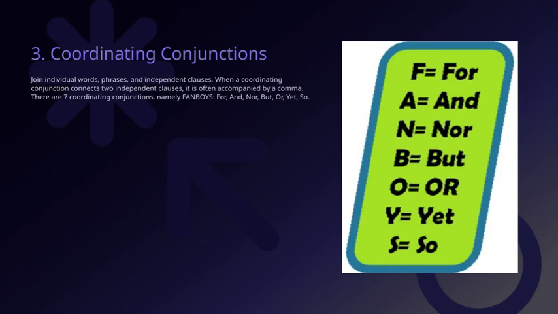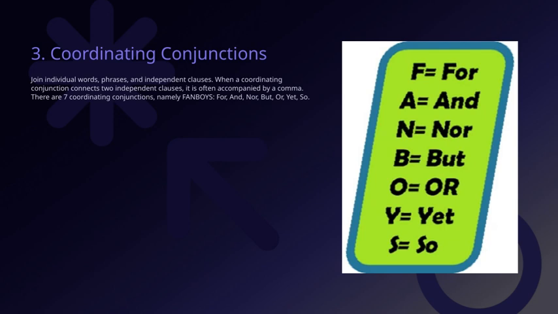Let's talk about how we join words, phrases, and independent clauses in our sentences. When we connect 2 independent clauses with a coordinating conjunction, it's common to include a comma before the conjunction. This helps clarify the sentence structure and improves readability. Now, there are 7 coordinating conjunctions, which we often remember using the acronym FANBOYS. These are for, and, nor, but, or, yet, and so. Each of these plays a specific role in linking ideas, whether you're adding information, showing contrast, or indicating a result.